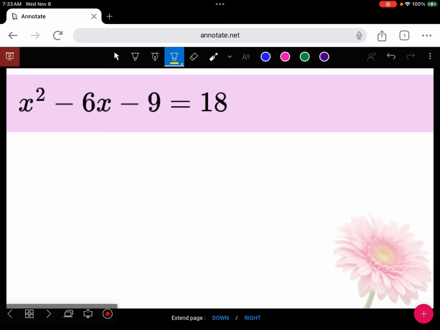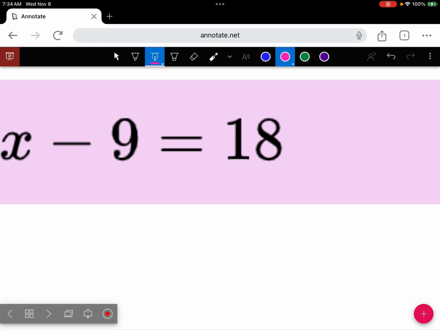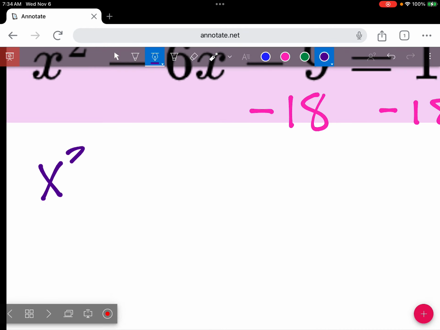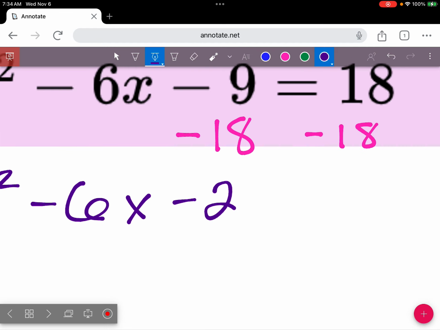All right. So our first step, we have to get it to equal what? It currently equals 18. What do we need it to equal? 0. We need it to equal 0. That is super important. So the very first step is to minus 18 from both sides. It has to equal 0 first. X squared minus 6x minus 9 minus 18 gives me minus 27 equals 0.